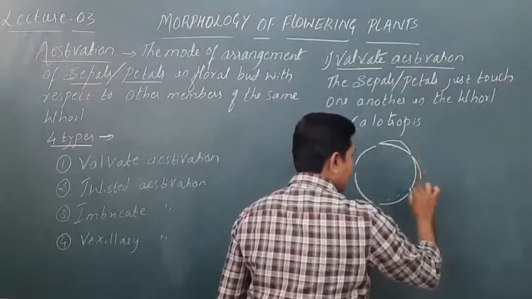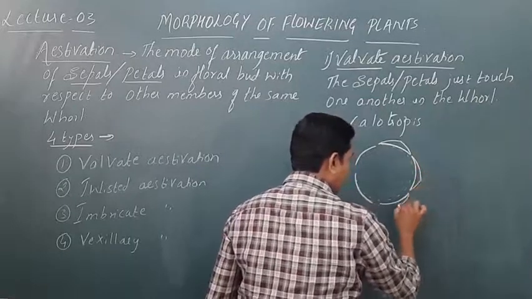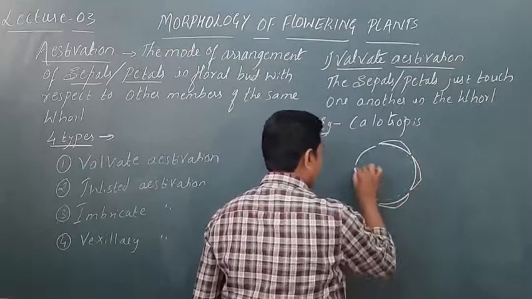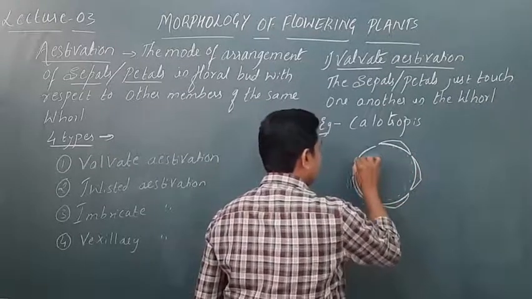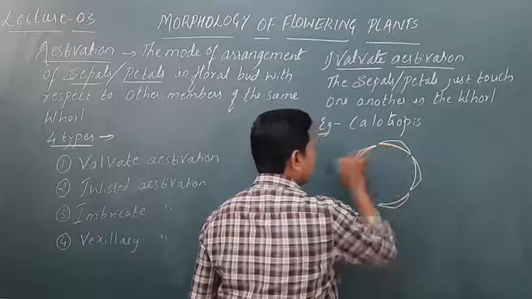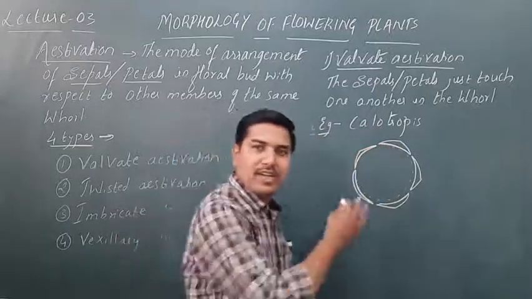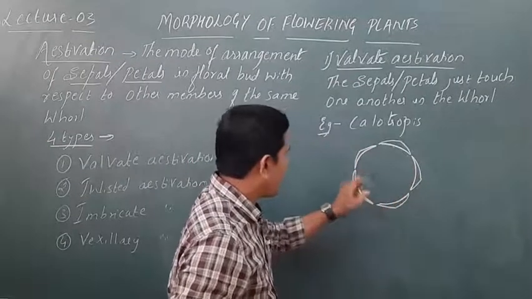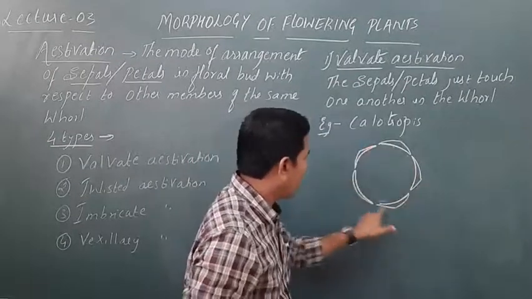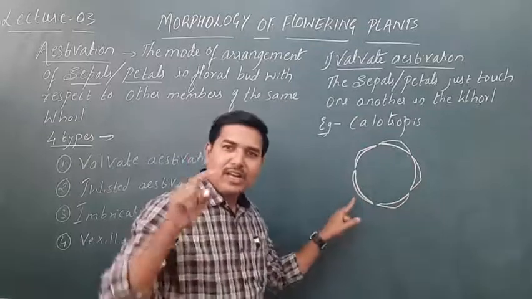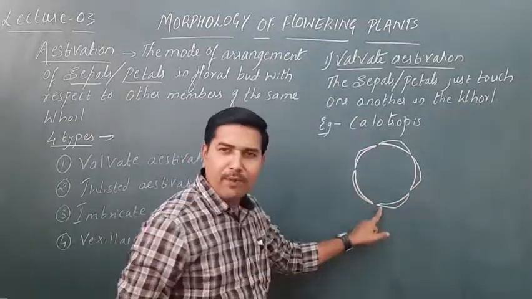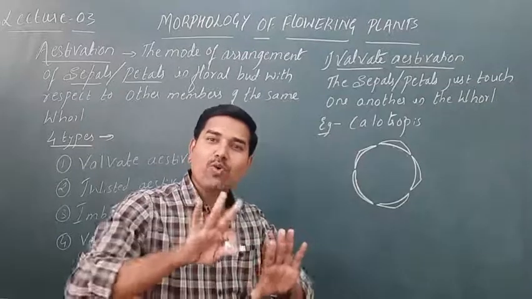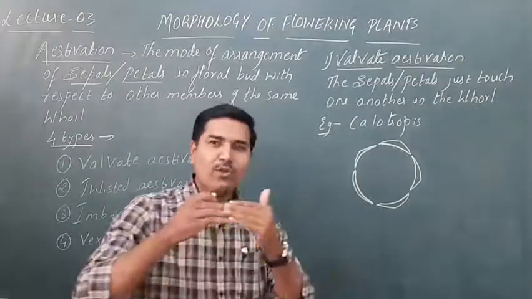This is the sepal or a petal. This arrangement is end to end. Suppose there are 5 sepals or petals: 1, 2, 3, 4 and 5. How are they arranged? One to the other, they are attached end to end, without any overlapping. There is no overlap; one does not overlap on the other.